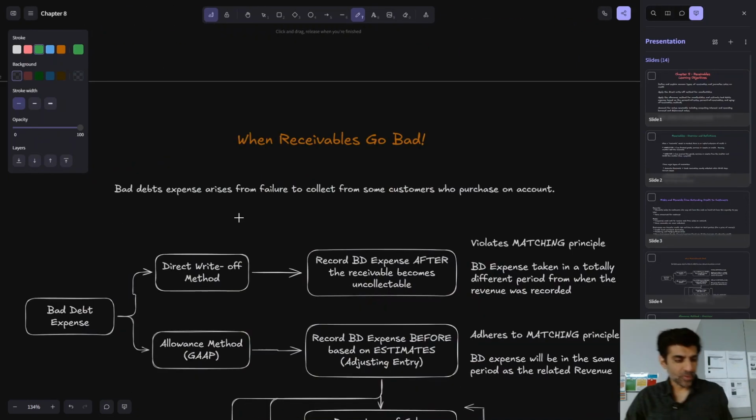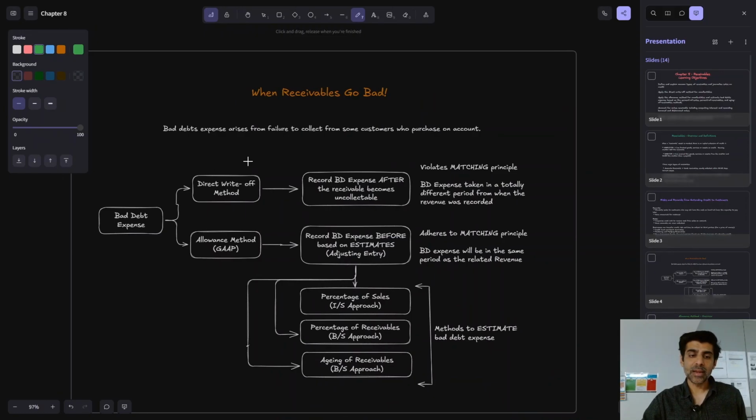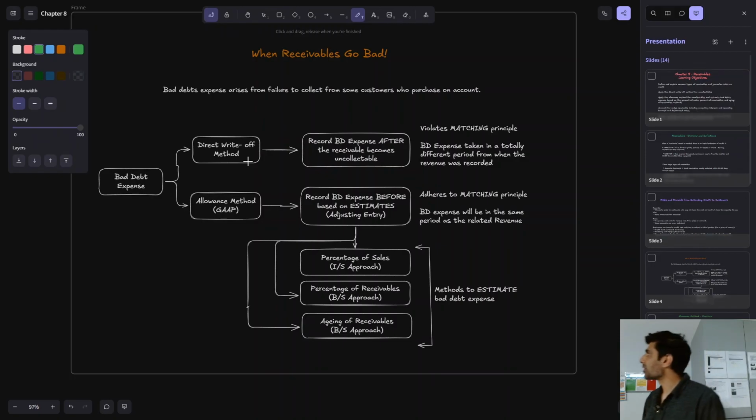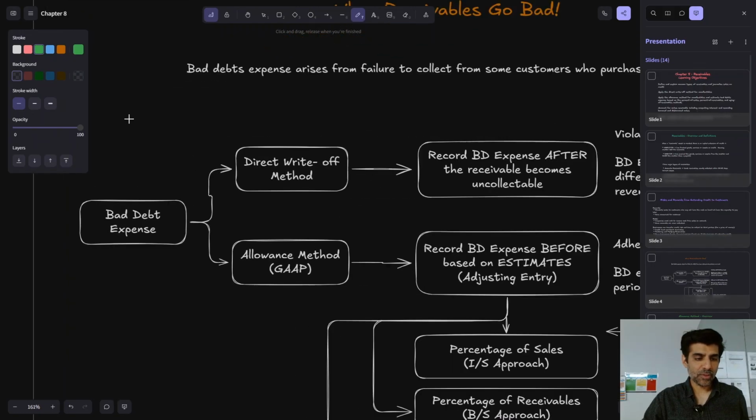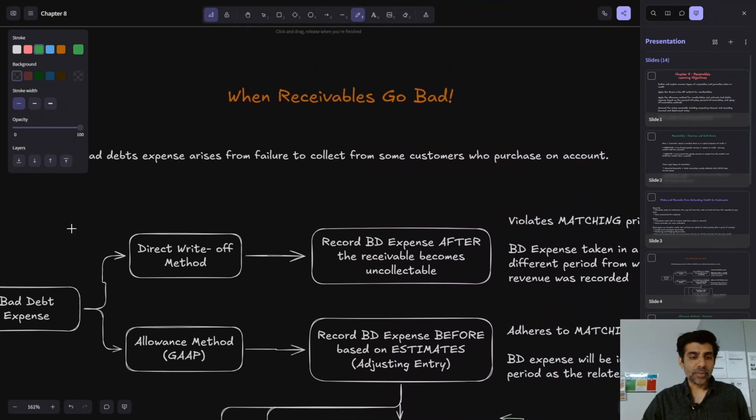Okay, so I would say this slide is maybe the most important slide, or it summarizes the main topic in this chapter, which is how to deal with bad debt. How to deal with receivables that are not going to be collectible. We'll talk about how this tree branches off, but I would pay special attention to this. When receivables go bad, what do we do about that?